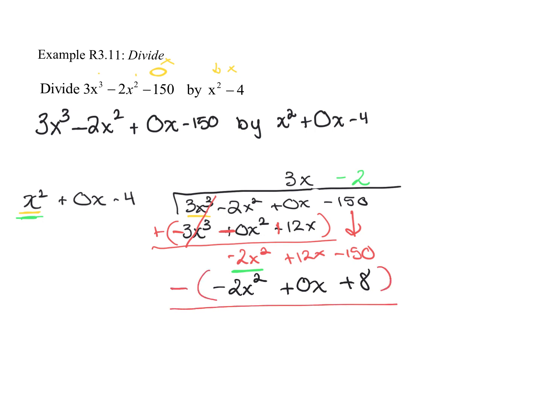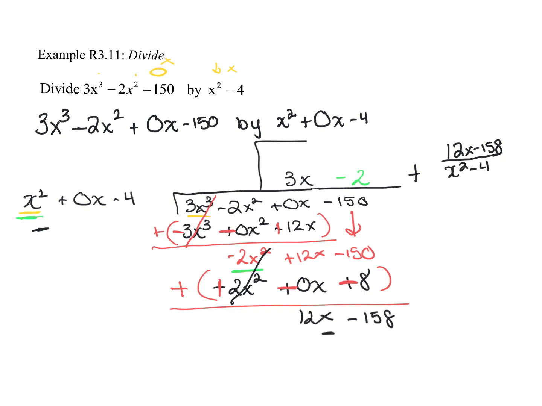Subtract the entire thing. So distribute that negative sign inside. The first ones cancel out. 12x plus nothing is 12x. Negative 150 plus a negative 8 is going to make a negative 158. Since this has a smaller degree than this, this is my remainder. So plus 12x minus 158 over x squared minus 4. Here's your answer.